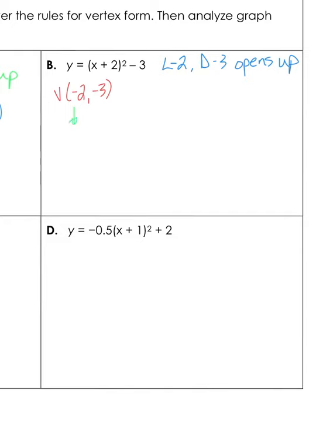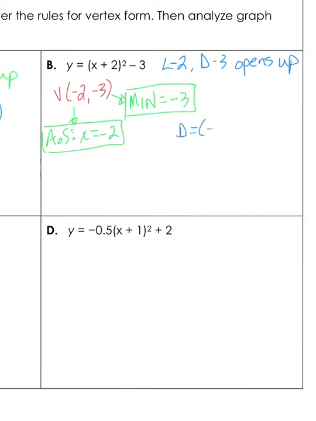From the vertex, I get the axis of symmetry, which is x equals negative 2. Then I get from the y value and the fact that it opens up that I have a minimum value, which equals negative 3. That helps me with my domain and range. So my domain is negative infinity to positive infinity, as always. My range, my minimum, my lowest value is negative 3, and it can only go up from there.